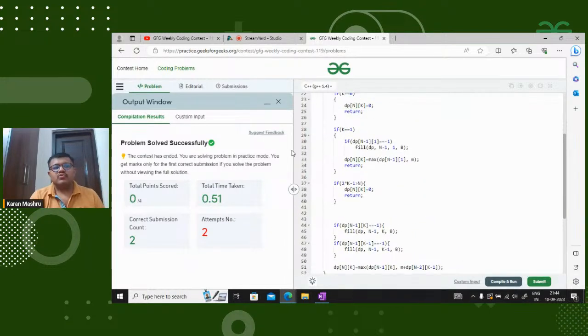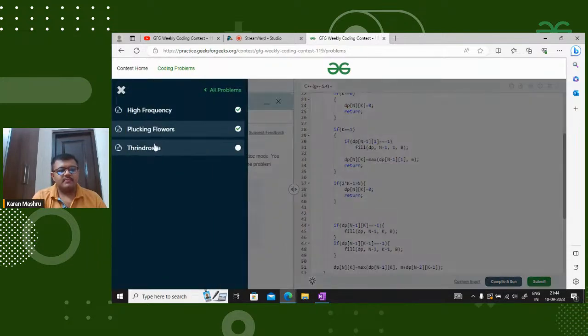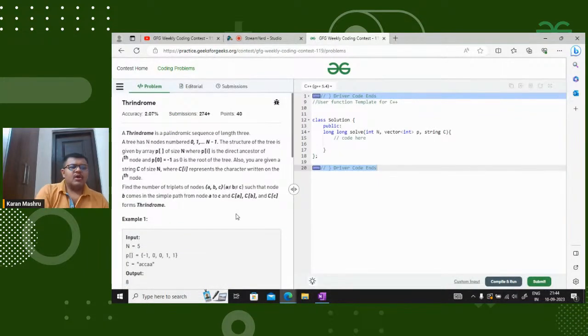Okay, so now let's move on to the third problem, Thrindrome. So what does this question say? It says that a thrindrome is a palindromic sequence of length 3, right? We know what is a palindrome, the sequence which reads the same from start to end and from end to start, right? And if it is of length 3 only, then the first and last element should match. The second element can be anything.